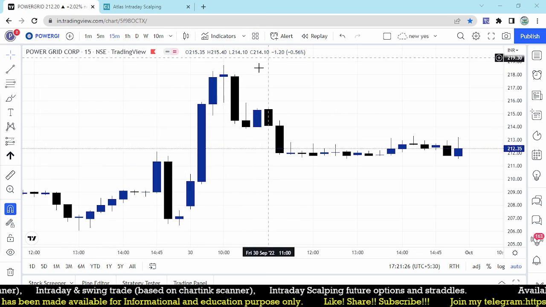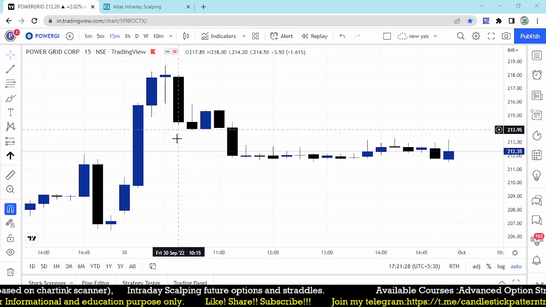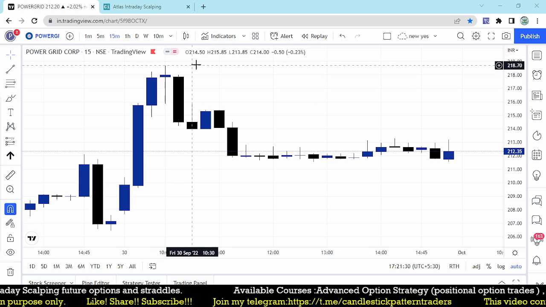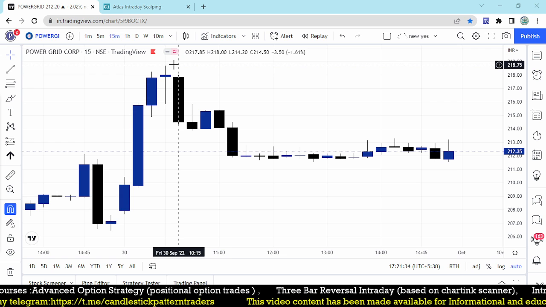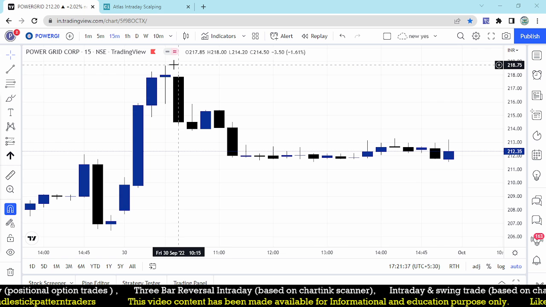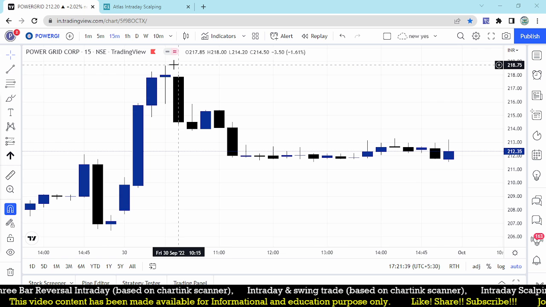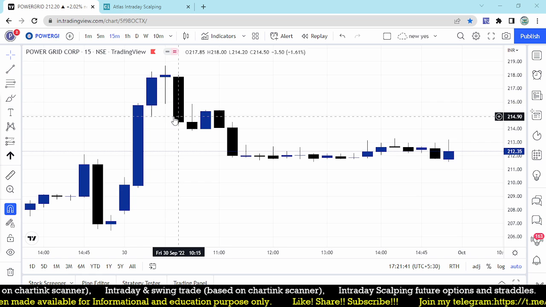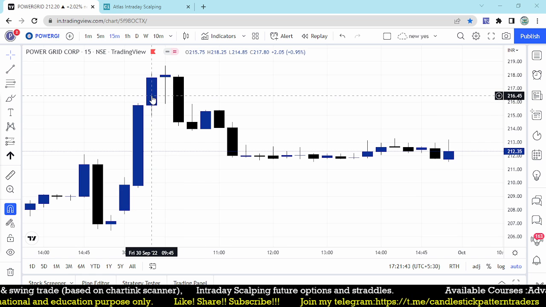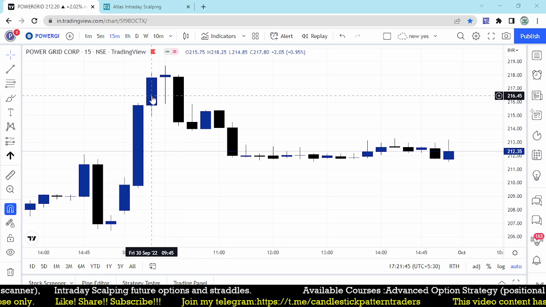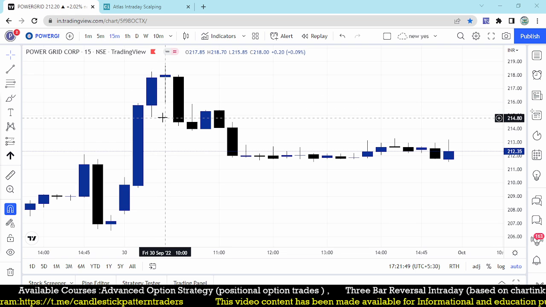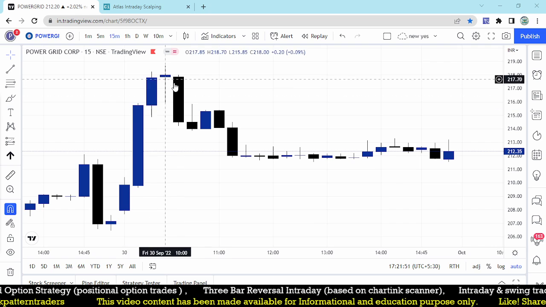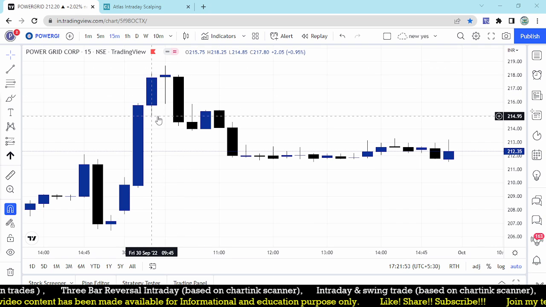The candle finally closed like a hammer or a doji, which means confusion. Even if it breaks the high, there is a chance the stock can move up, but that didn't happen. Instead, the low of that candle, 214.85, which was my stop loss, got triggered. From there I thought there was selling at the highest level, so I exited my position.